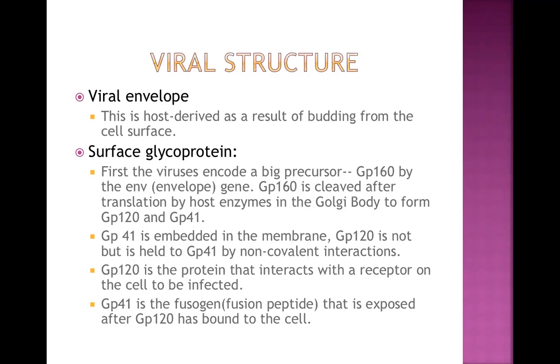Now, this GP120 and GP41 have different functions. GP120 is the receptor on the virus surface. This GP120 will interact with a host cell receptor and they will get attached. So never forget this: GP120 will attach on the host cell receptor. Then what is the function of GP41? GP41 is called the fusogen or fusion peptide. So it acts like a stem on the surface of HIV, and on that stem GP120 is there like a cap. So you can also remember this: GP41 holds GP120 on the surface.